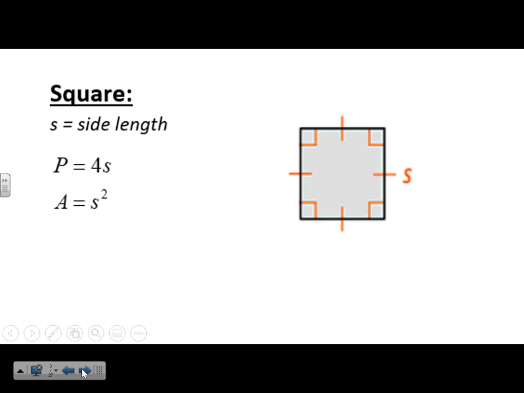So first, just to go over the formulas. For a square, all the side lengths are the same, so we call that S. So the perimeter, you just multiply the side length by 4, so 4S. And the area, all you have to do is take that side length squared. That's why they call it squared.